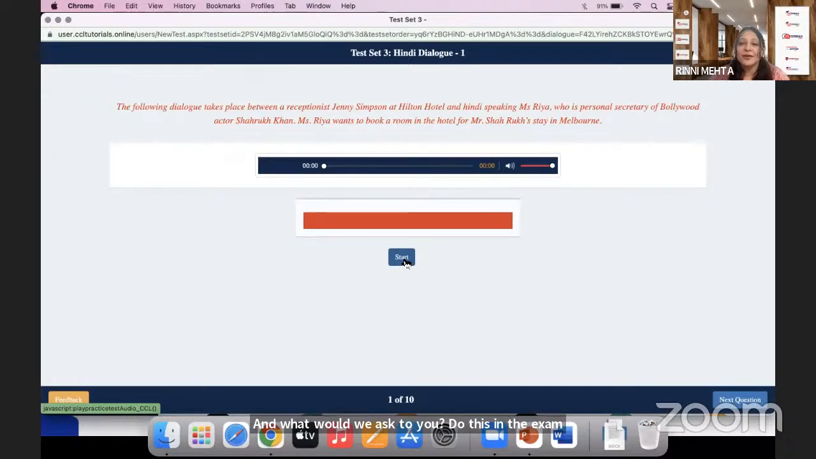Okay, this will be your real exam scenario. You will get the scenario first: the following dialogue takes place between receptionist Jenny Simpson at Hilton Hotel and a Hindi speaking Miss Ria, who is personal secretary of Bollywood actor Shah Rukh Khan. Ms. Ria wants to book a room in a hotel for Mr. Shah Rukh Khan's stay in Melbourne. Let's start the question.